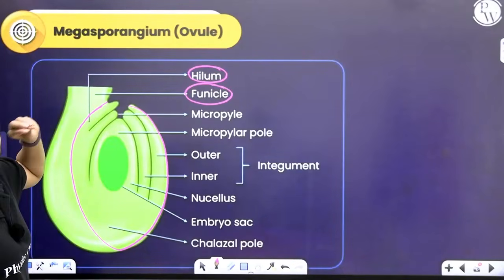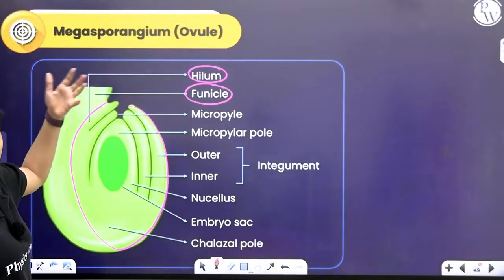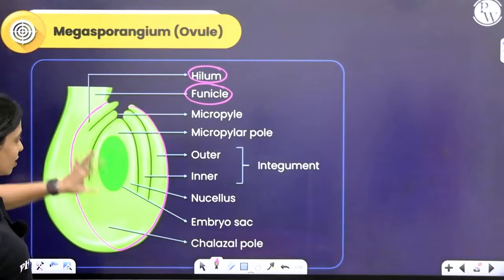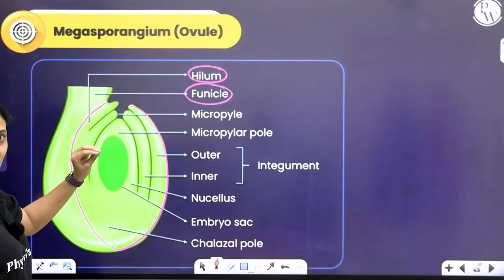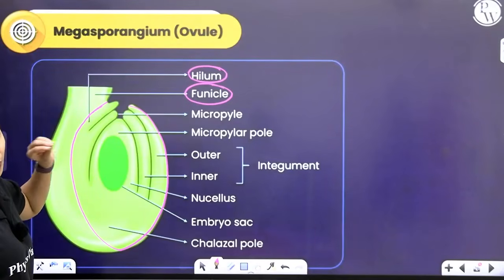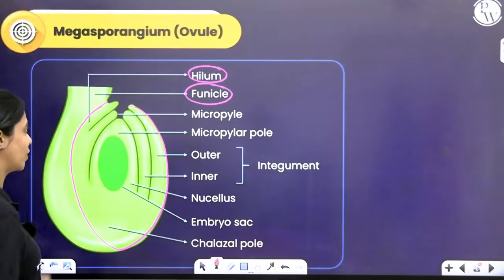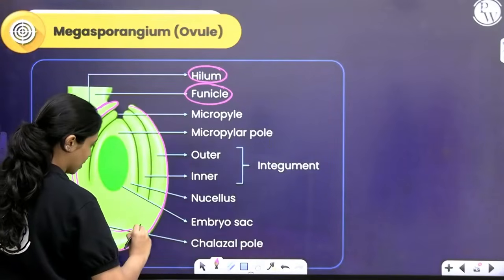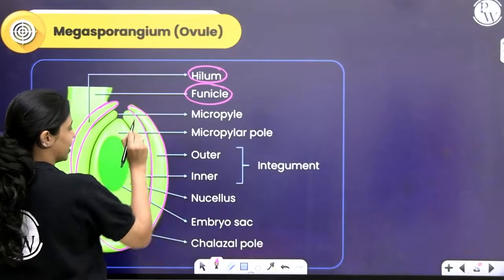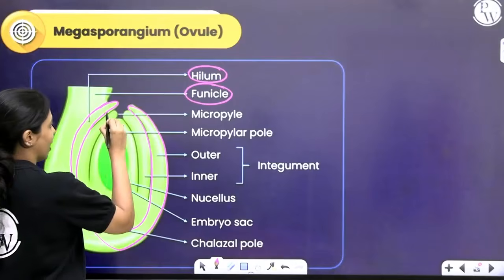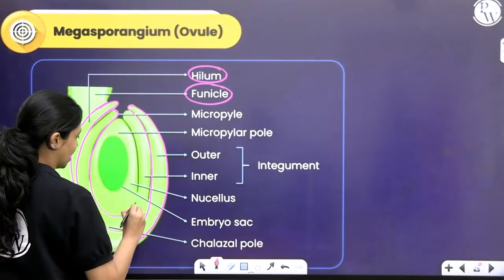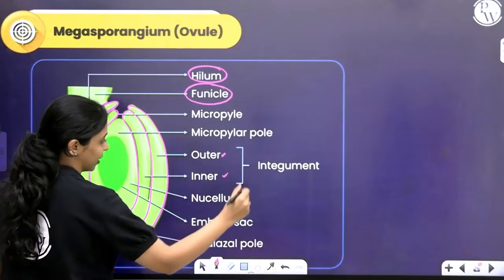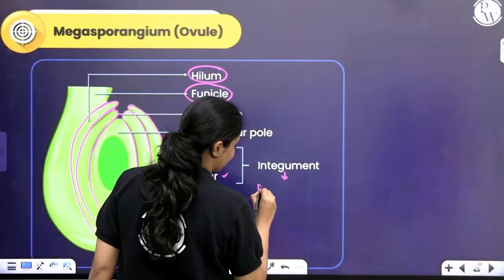Similar to how the microsporangium was important because the male spores used to get produced inside and it required protection, here inside this megasporangium, megaspores or the female spores are going to get produced, so that also requires protection. Protection is provided by two integuments. Here you have the outer integument that I've just outlined, and here inside that you have the inner integument. Okay, so you have outer and inner integuments that are protective in function.